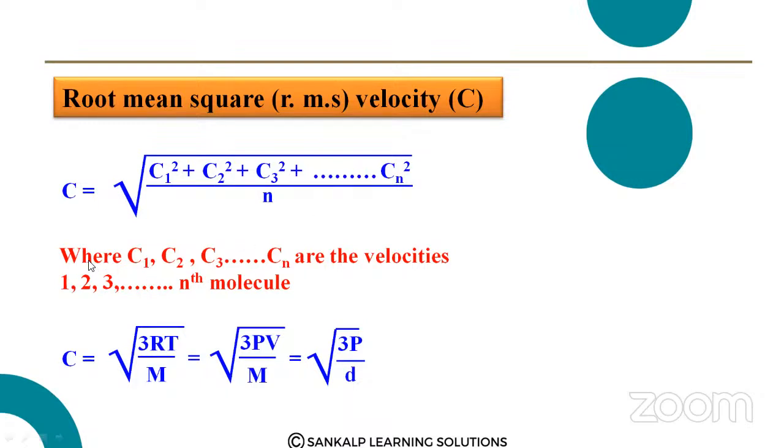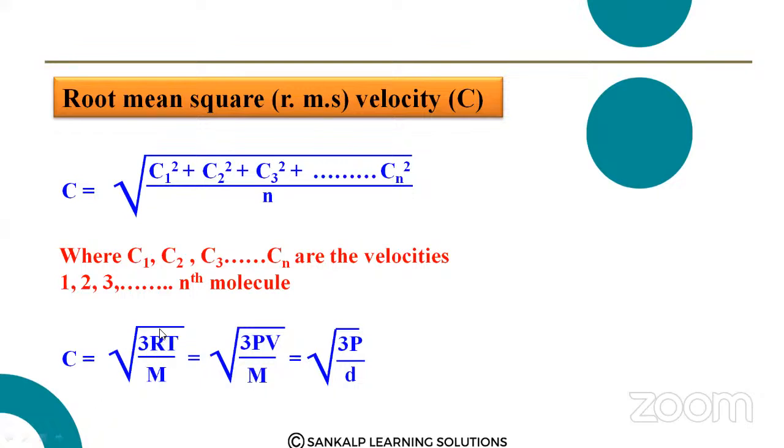Where C1, C2, C3 till Cn are called the velocities of 1st, 2nd, 3rd respectively till the nth molecule. So C is equal to, how it is given, square root of 3RT by M, capital M. Capital M is what? Your molecular mass.